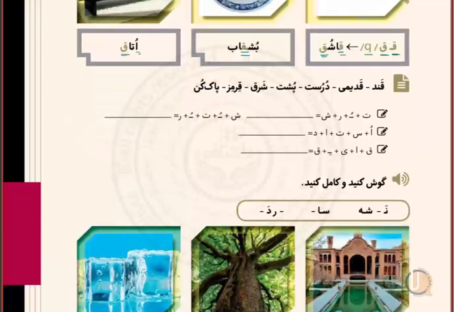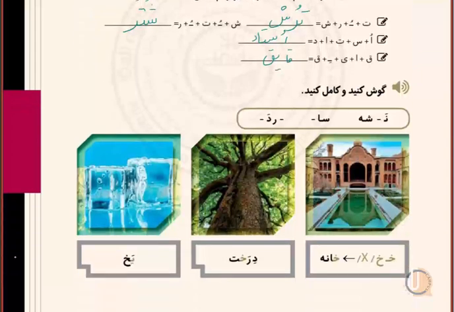Now it's your turn. Make these words. How do you do that? ترش, sour. شتر, camel. استاد. قایق. استاد is professor. قایق is boat. Okay, let's learn other sounds and letters.